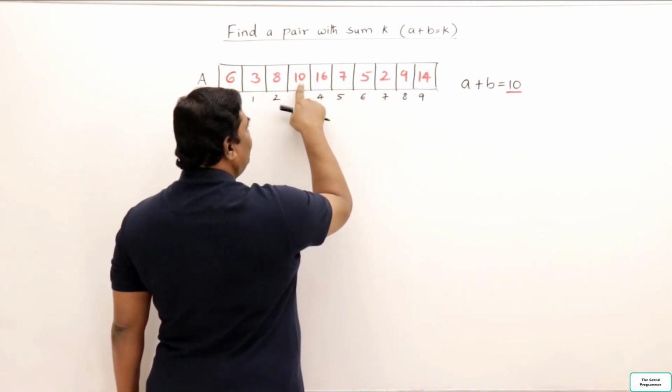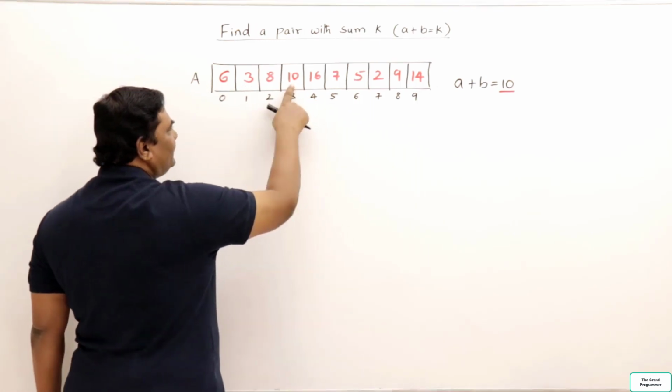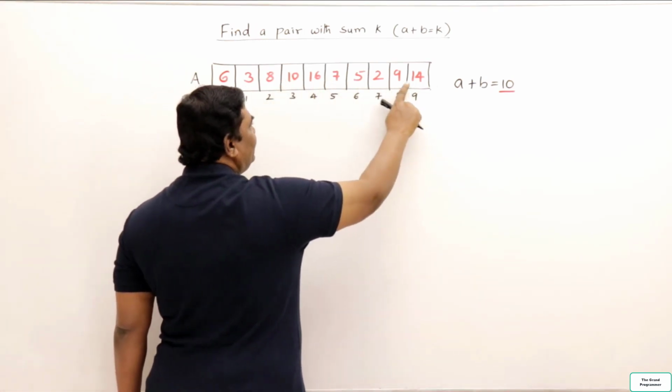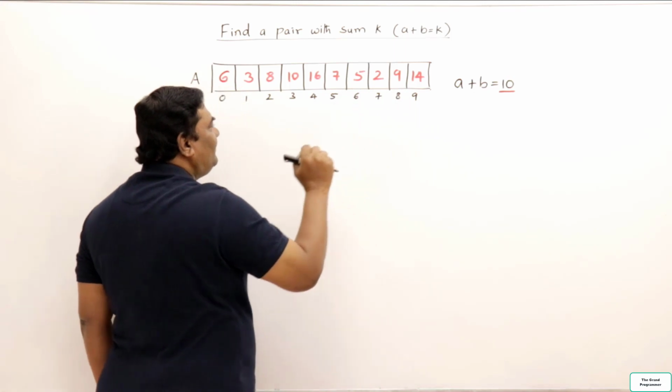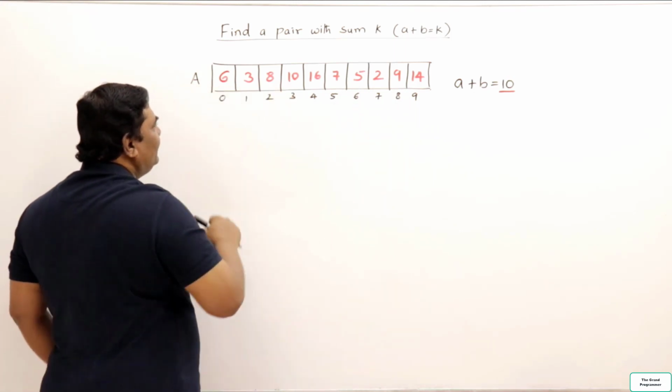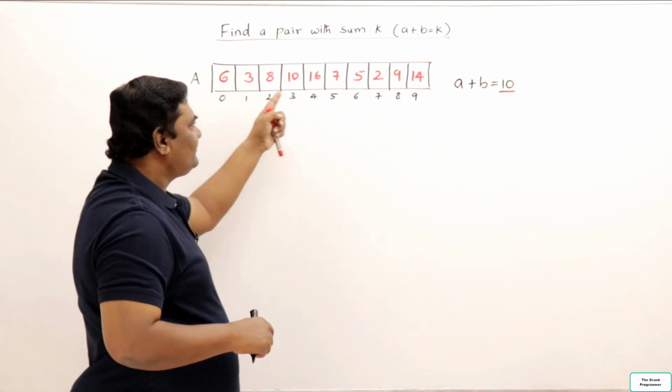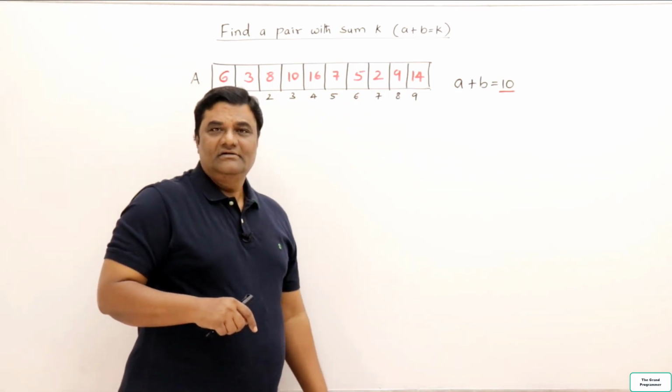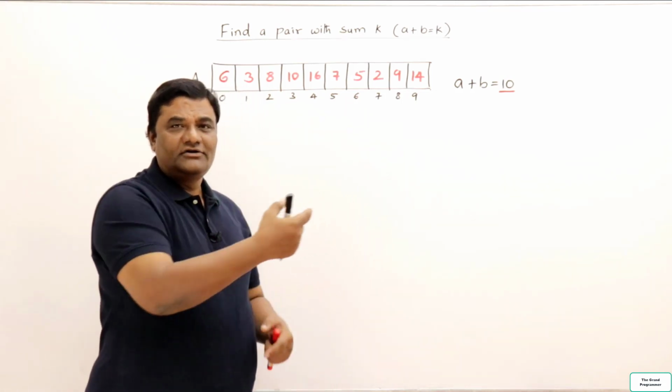Then 10. So already it's 10. So I should have 0. Check for 0 in this remaining list. No, 0 is not found. Now one thing, why I am not checking this side? See, this side already I have compared with the rest of the elements. Right? So I have to check forward only.